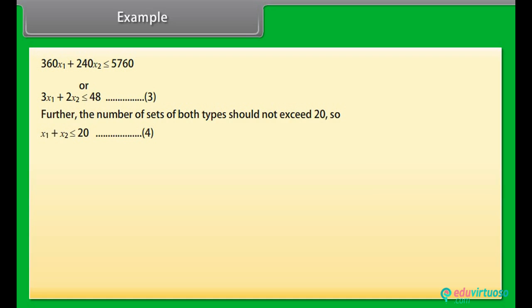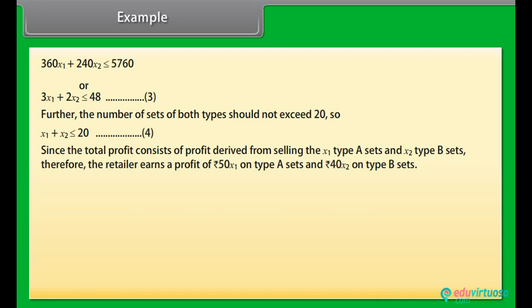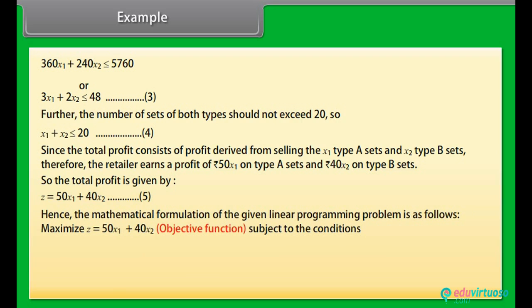Mark it as 4. Since the total profit consists of profit derived from selling the x1 type A sets and x2 type B sets, the retailer earns a profit of rupees 50x1 on type A sets and rupees 40x2 on type B sets. So the total profit is given by Z equals 50x1 plus 40x2. Mark it as 5. Hence, the mathematical formulation of the given linear programming problem is as follows.